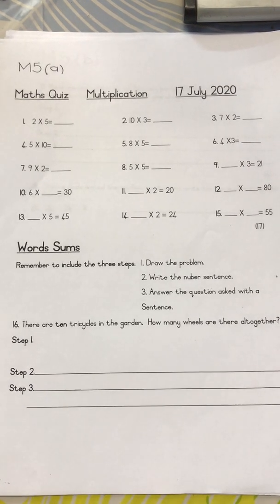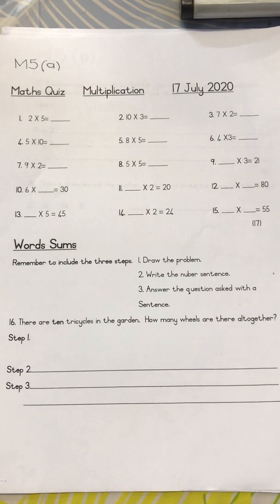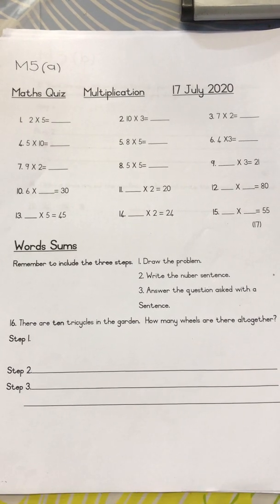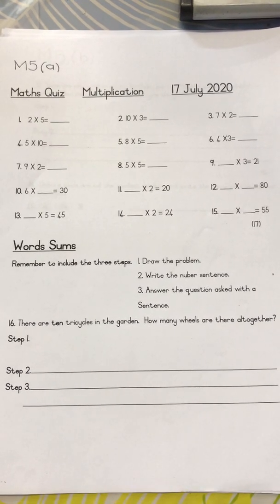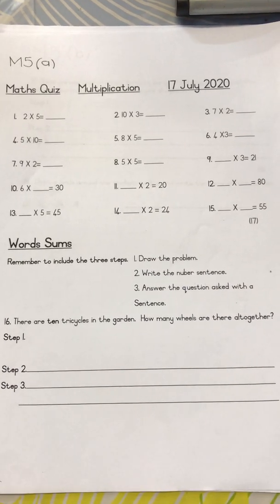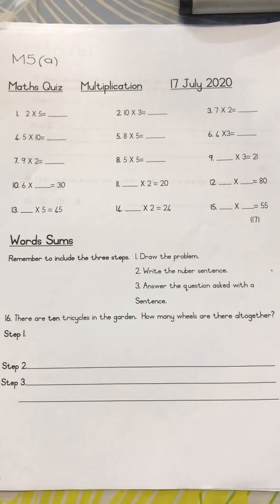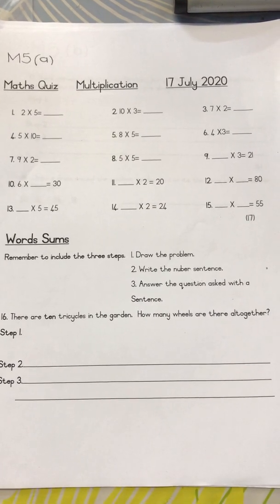Number 7, 9 times 2. Number 8, 5 times 5. Number 9, what times 3 will give me 21? What times 3 gives me 21?